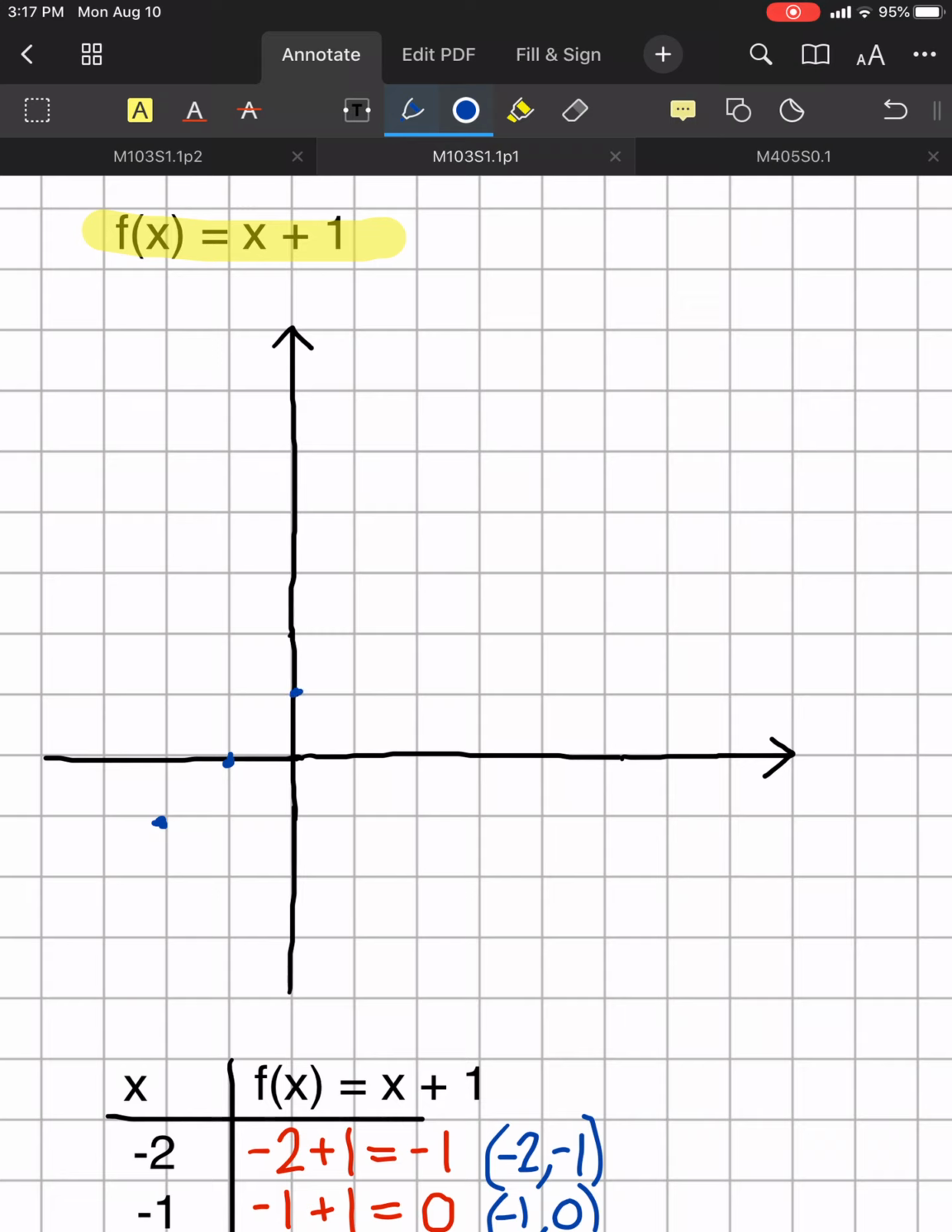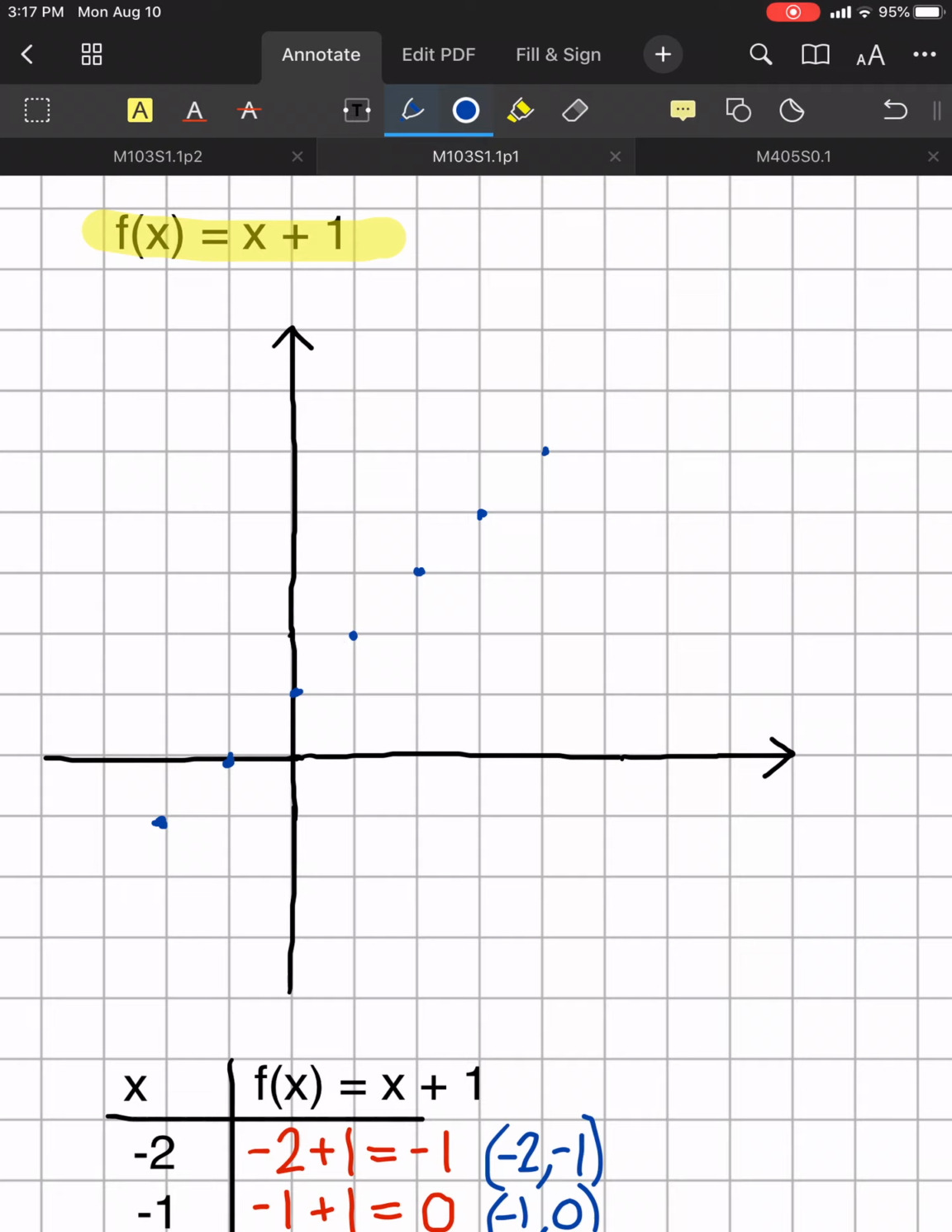The next one is 1, 2, which will be that point right there. Oops, let me try and get that solid there. Those open circles will mean something a little bit different in a minute. Then we have the rest of these points, 2, 3, 3, 4, and 4, 5.